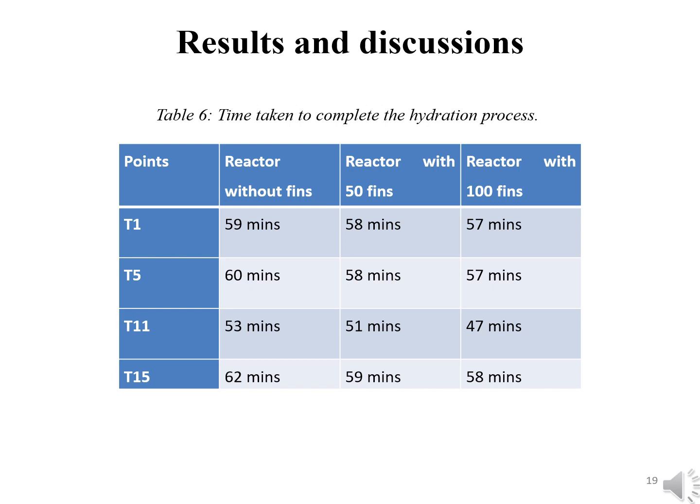In the table below, we can see the time taken to complete the exothermic hydration process at all 4 points in the reactor with no fins, 50 fins and 100 fins. As shown in the table, the reaction completes first at point T11, which is in the center of the reactor, then at points T1, T5 and finally at point T15. Compared to the reactor without fins, the reaction time reduces by 2 minutes after adding 50 fins, and by 6 minutes after adding 100 fins.